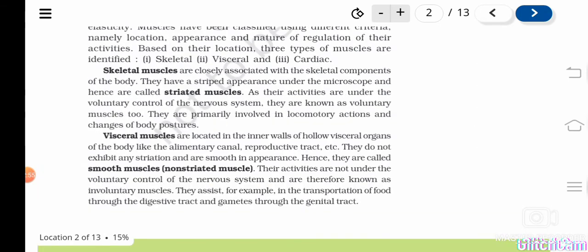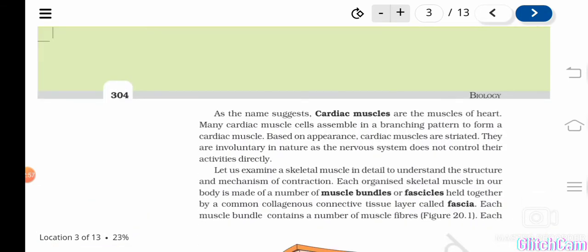Now what are cardiac muscles? Cardiac muscles are found only in the heart, and they have a branching pattern. They are striped, and they are involuntary in nature. All this we have already studied. So we have to study especially about the skeletal muscles and their structure and function in this chapter.